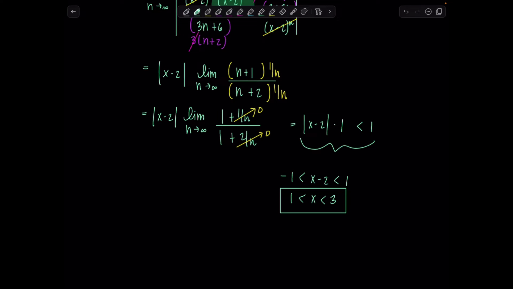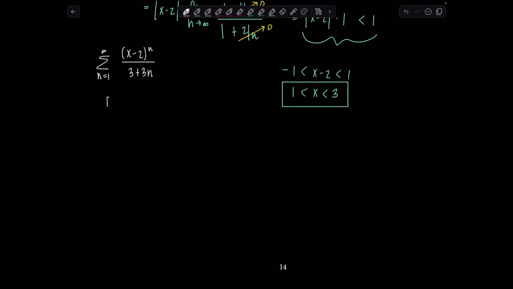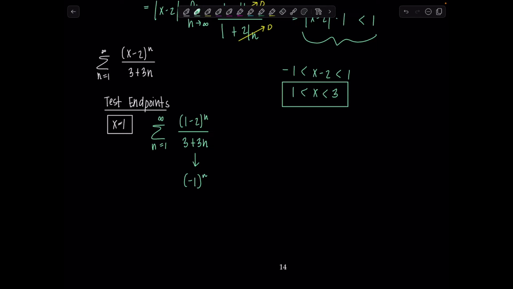So our original series, if you'll remember, was the sum, n equals 1 to infinity, of x minus 2 to the n over 3 plus 3n. So let's test the endpoints. You have a preference? Let's do 1 first. It doesn't matter. Okay. So if I substitute in 1 for x, we're going to have the sum n equals 1 to infinity, 1 minus 2 to the n over 3 plus 3n. That ends up being negative 1 to the n over 3 plus 3n, right?